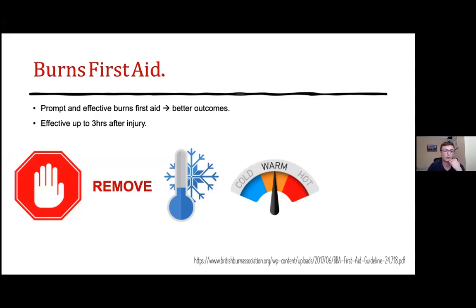Next bit is just to keep the patient warm, because they're very susceptible to becoming hypothermic if there's a large area burn, or if you're cooling the burn as well. And the last is covering the burn. So I was wondering if anyone could put in the chat what we generally use for first aid for covering burns.